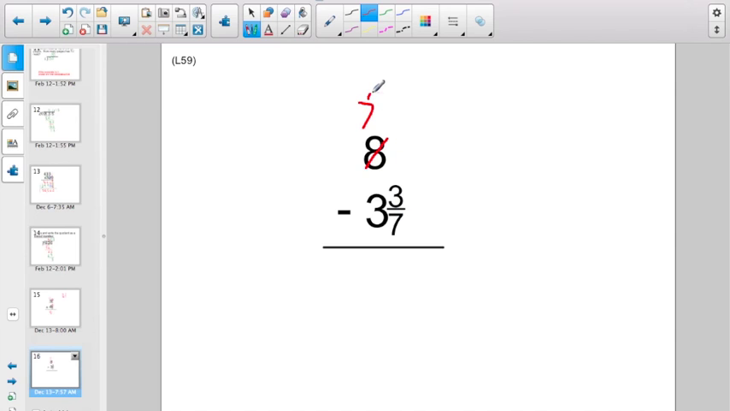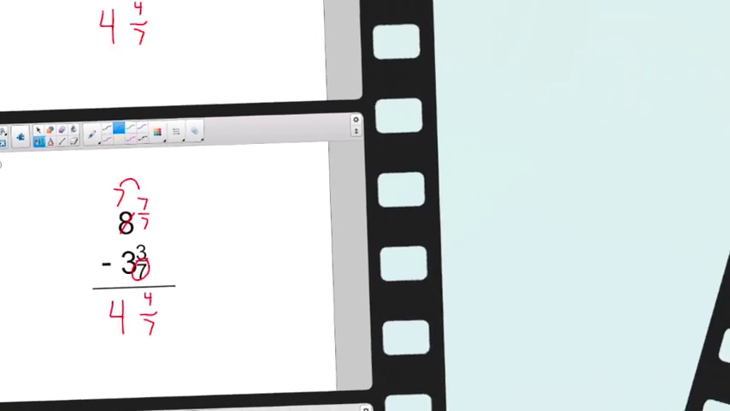So I borrow 1 whole and I'm going to bring it over to the fraction side. I'm dealing in 7, so I want to write that 1 whole as 7/7, right? 7/7 minus 3/7, that's going to give us 4/7. And now I can go on and do the whole number side. 7 minus 3, that's 4. But a lot of people do it in their head, they're going to forget that you borrowed over here, and they're going to get it wrong because they're going to write the whole number down wrong. Don't let this happen to you.